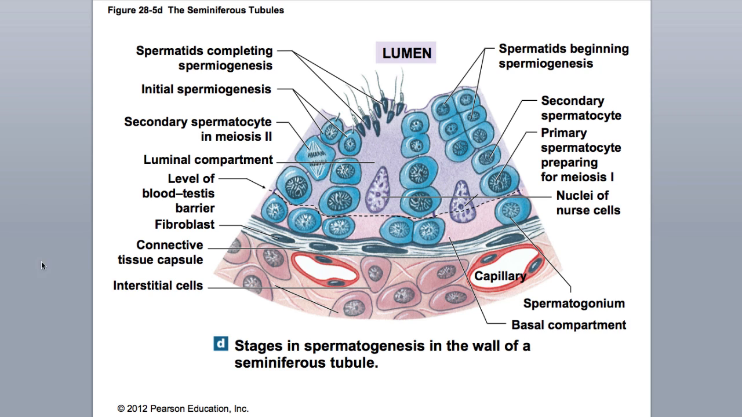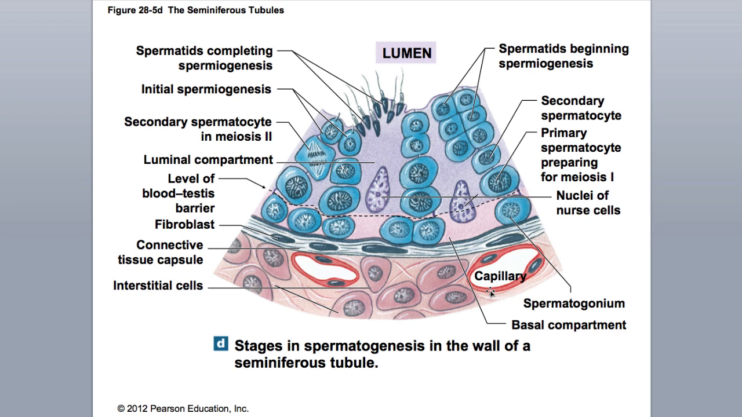Okay. Now before I move to the next slide, do you see this dotted line right here? That dotted line is called the blood-testes barrier. As you can see, after this dotted line, there are no blood vessels here. All the blood vessels are shown here. The reason for the blood-testes barrier is blood is dirty.